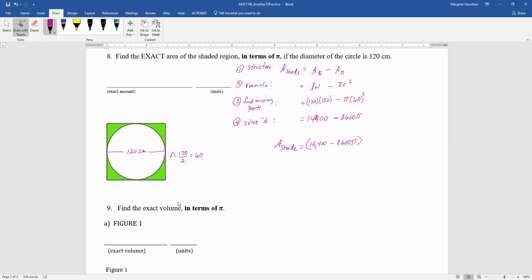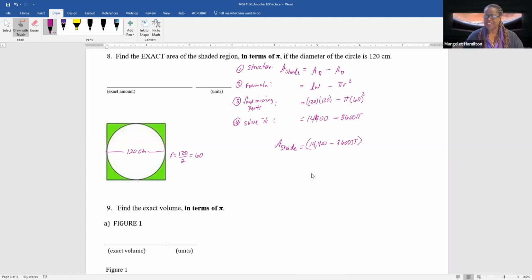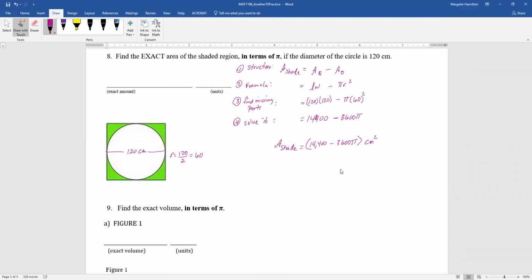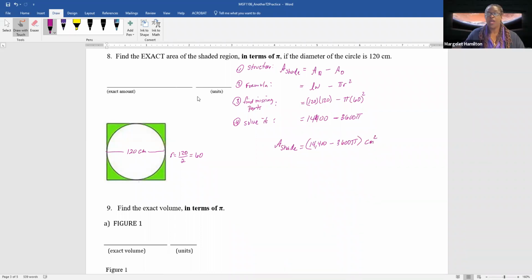Square. But say it like you mean it, because you know we're talking about area. So centimeters squared. You're gonna put parentheses around it and then hold it together and give them both the same dimension of centimeters squared. So we have 14,400 minus 3,600 pi in parentheses with centimeters squared as our dimension.